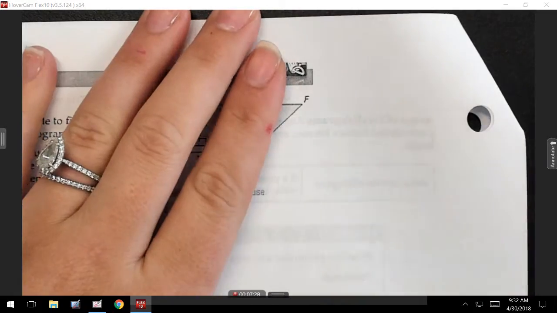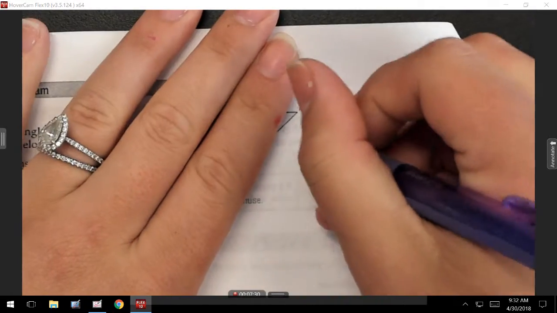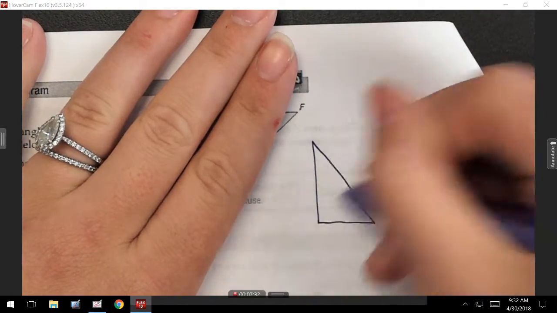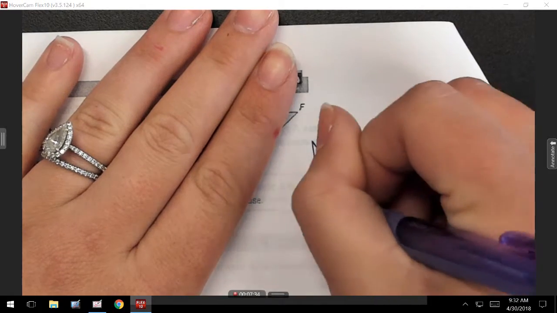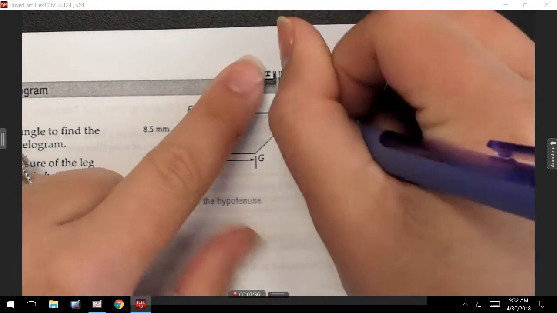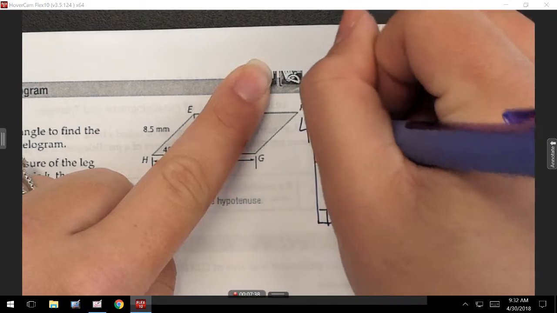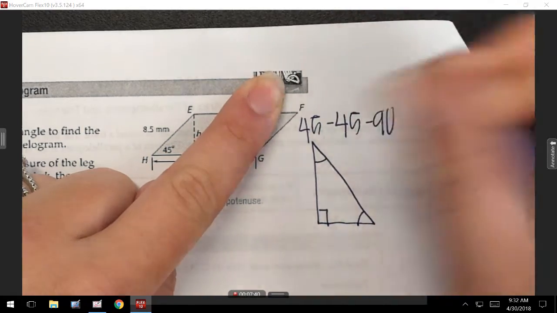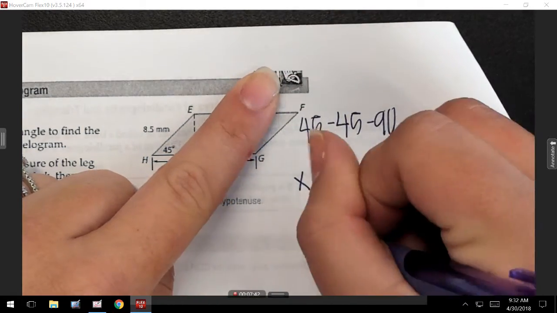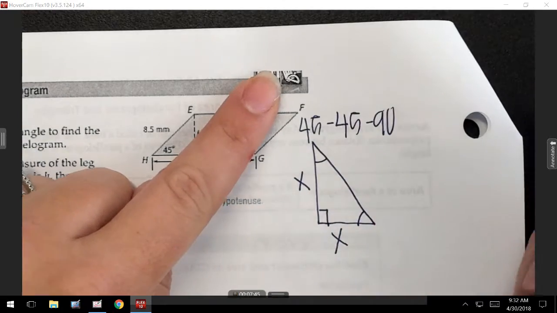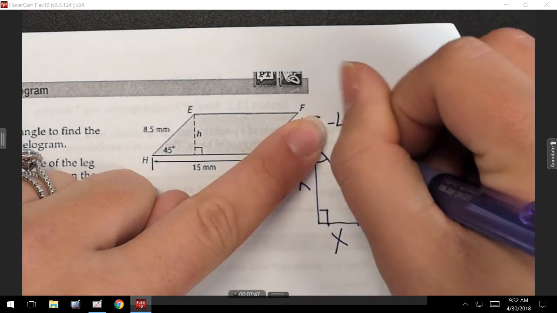I'm going to go right here. Okay, and let's talk real quick. This is going to be a 45, 45, 90 triangle. Okay, if this is x and this is x, then what's your hypotenuse? X square root of 2.